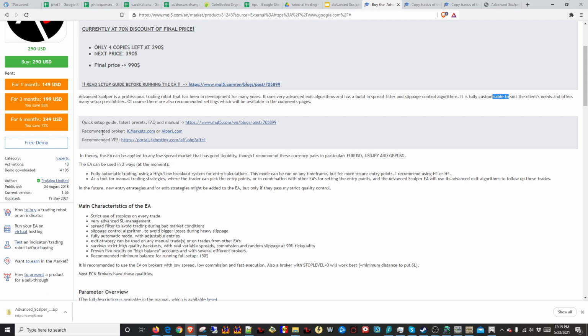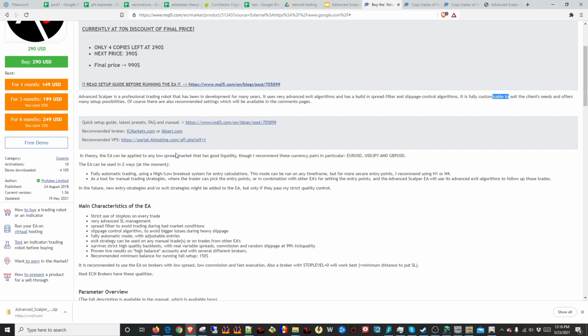It's a scalper. He gives a recommended VPS. Any low latency, fast VPS is probably where you want to run a scalper. If you're running some other type of a long pip strategy, the VPS hardly matters, and the broker doesn't matter as much. But for something like this that is making its money on very small pips, yes, you want a low latency, fast VPS, and yes, you want a very good broker.